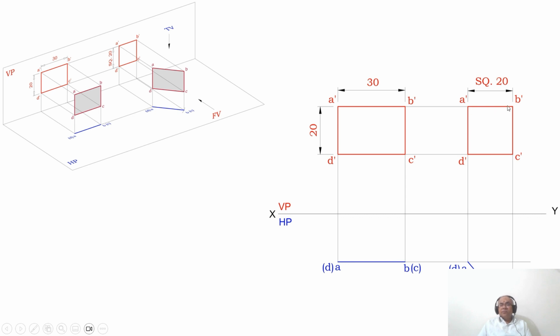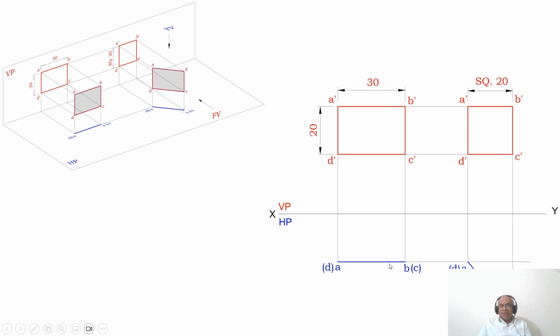Then join A dash to B dash to C dash, C dash to D dash, and D dash to A dash with a dotted line. Show the dimension of square 20. So once you do that, you get a square, which is the top view of the rectangular lamina being inclined. So you draw a vertical projector from A dash and D dash and draw a horizontal projector from A and D. Both these two lines will intersect at this point. Then you draw a vertical projector from B dash and C dash to the top view.